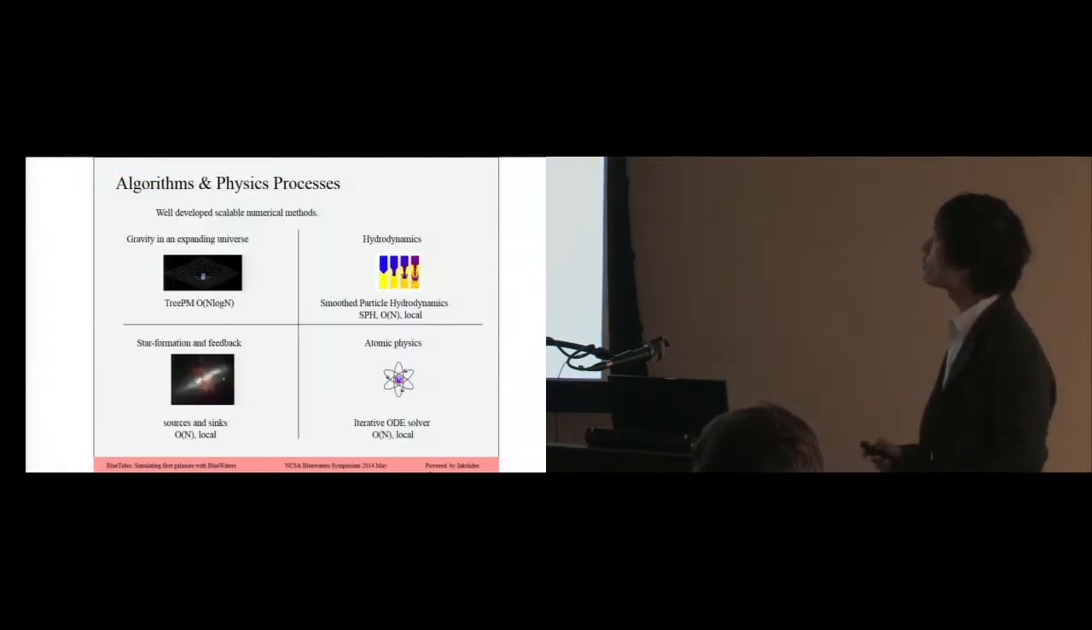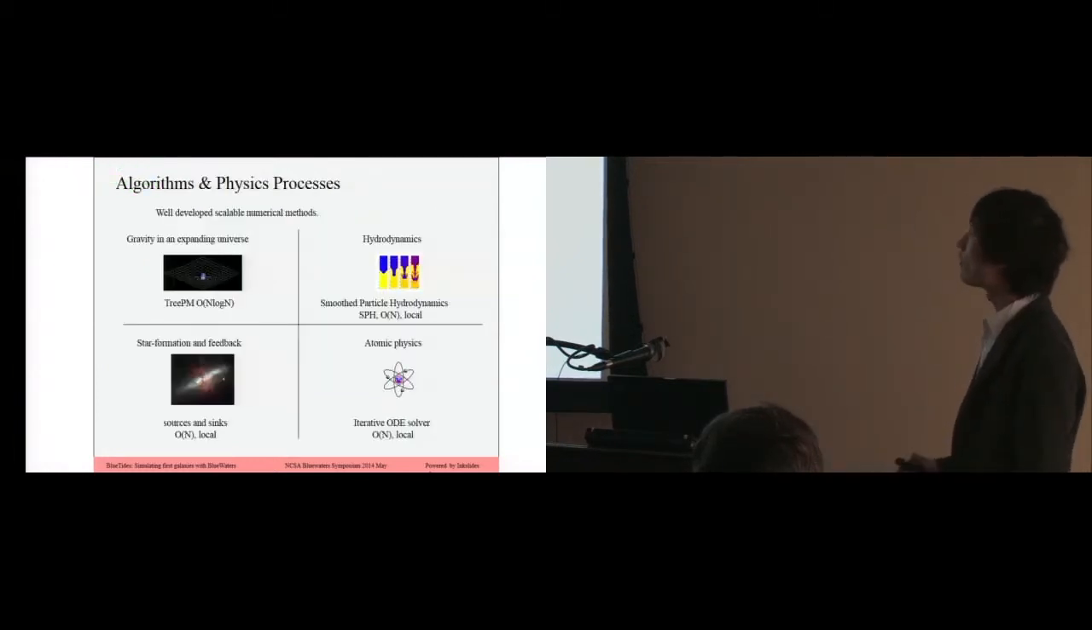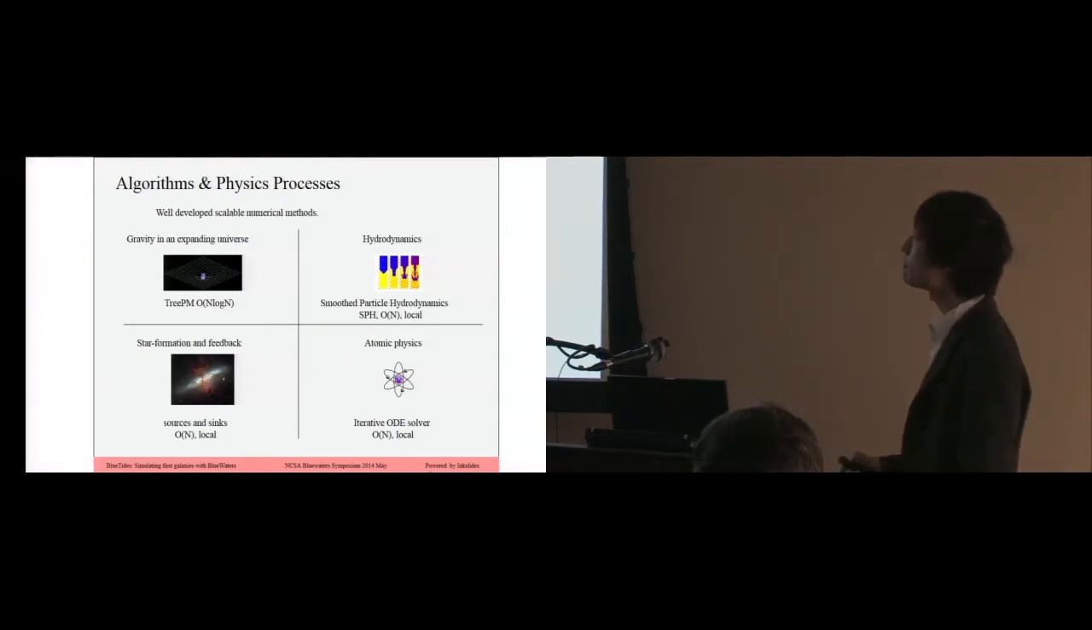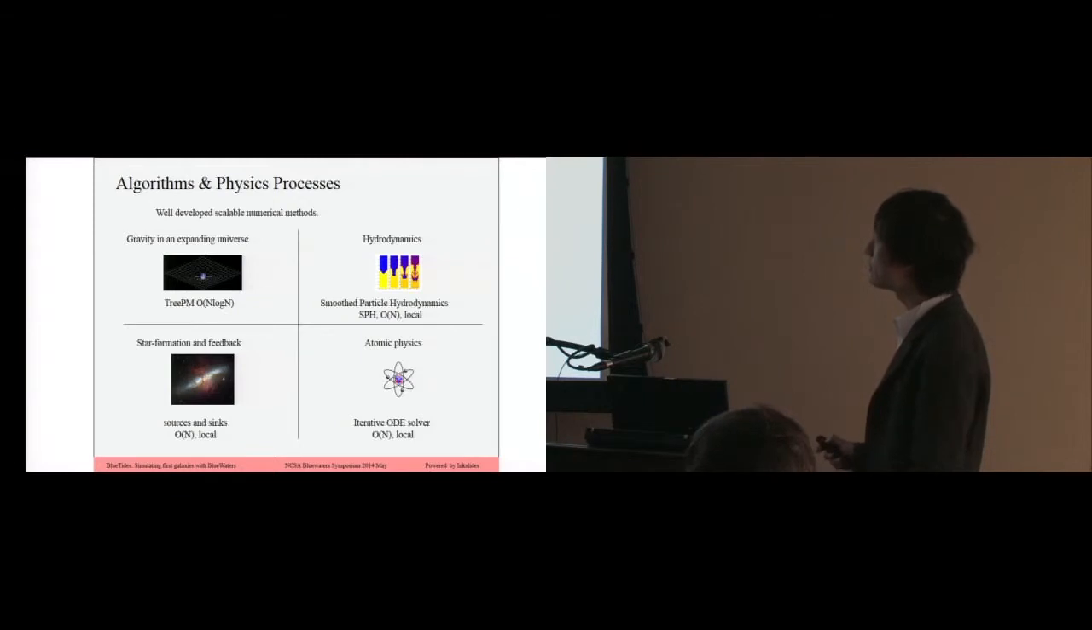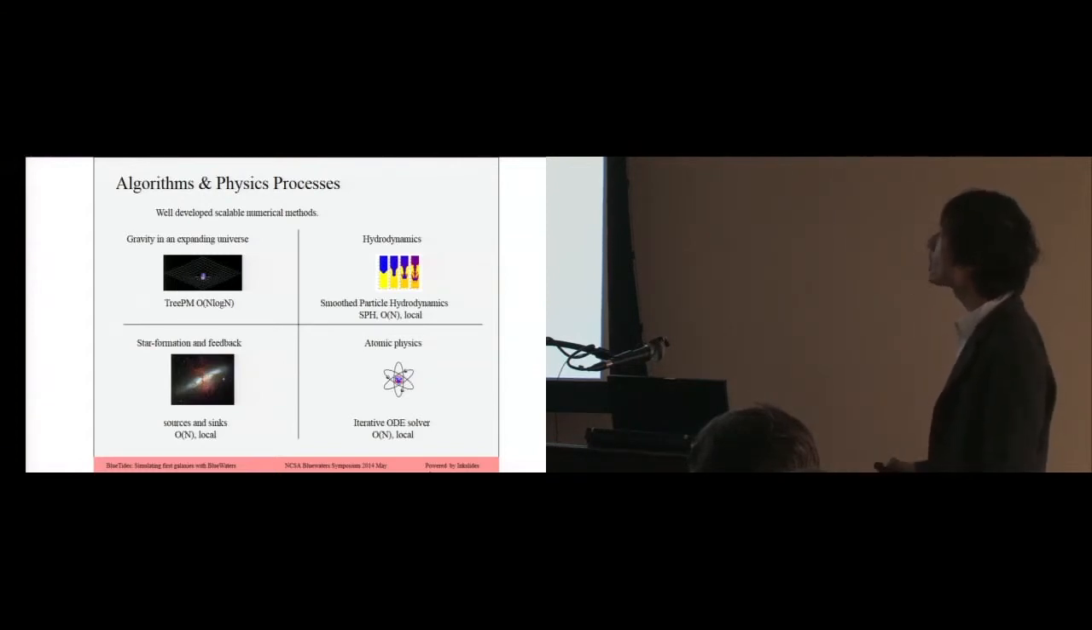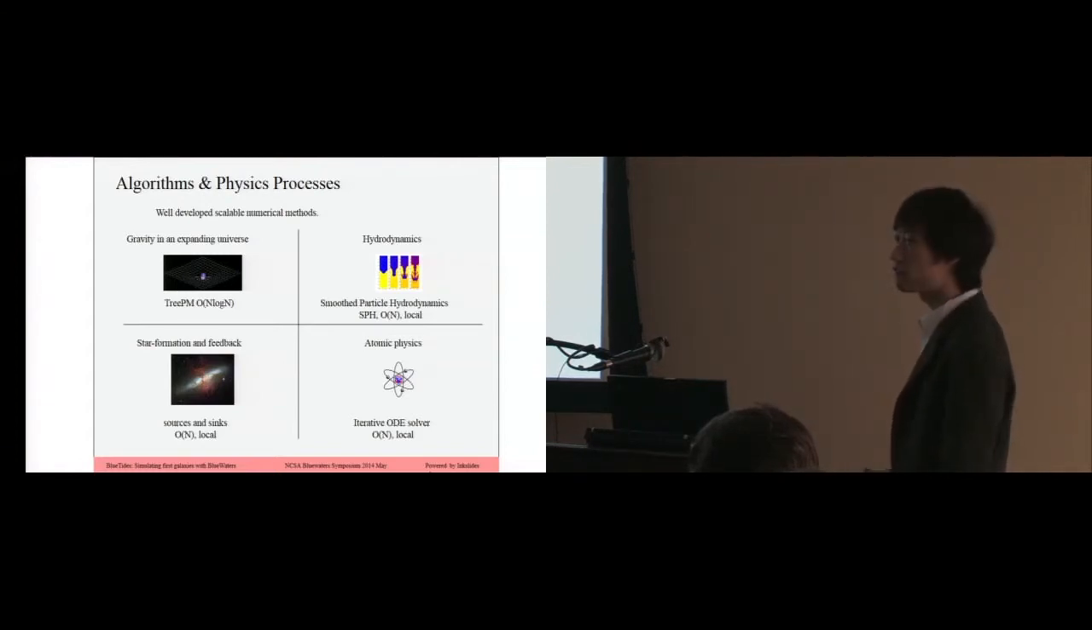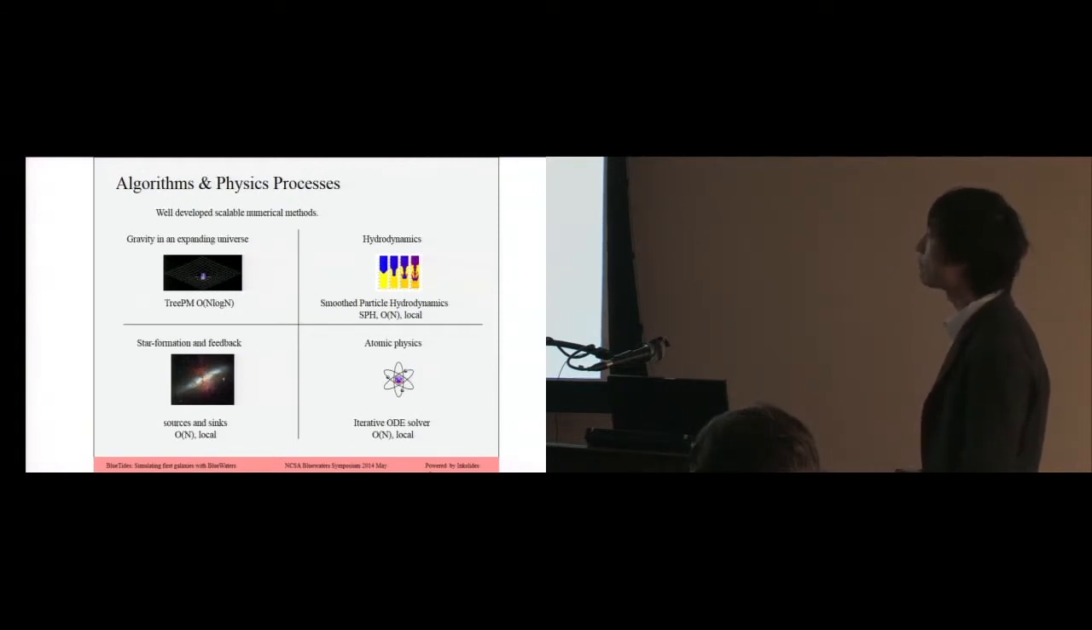The physics that goes into this simulation I summarized in 4 major pieces. The first piece is gravity. Second piece, hydrodynamics. Third piece is the feedback of star formation. The last piece is atomic physics for cooling and producing the star-forming material. It turns out all of these pieces are massively parallelizable, and they scale fairly well with the number of mass elements or particles in the simulation.